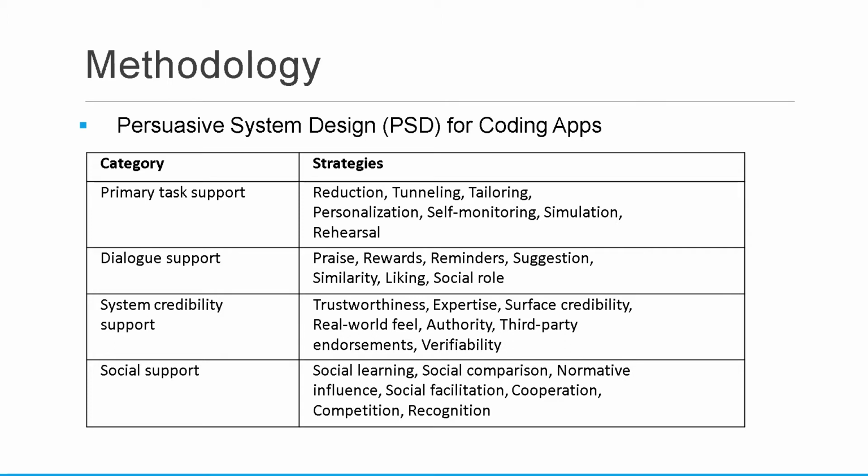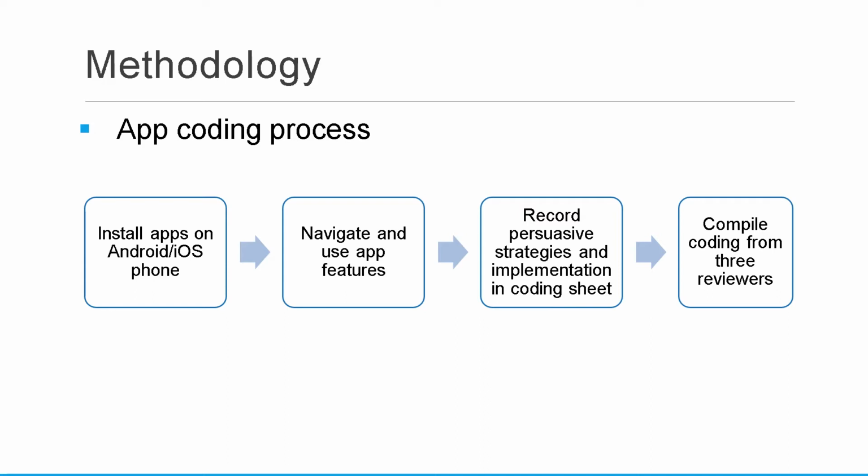We use the persuasive system design framework for coding the apps. The framework has 27 strategies split into 4 categories, namely primary task support, dialogue support, system credibility support, and social support. The process for coding the app is first to install the application in an Android or iOS mobile phone, navigate and use the app features and identify all the persuasive strategies and how it is implemented and record it in a coding sheet, and compile the coding sheet from 3 reviewers.